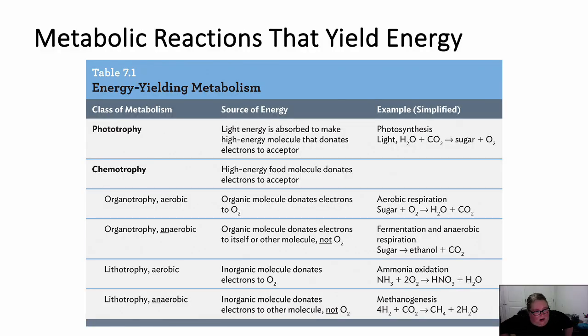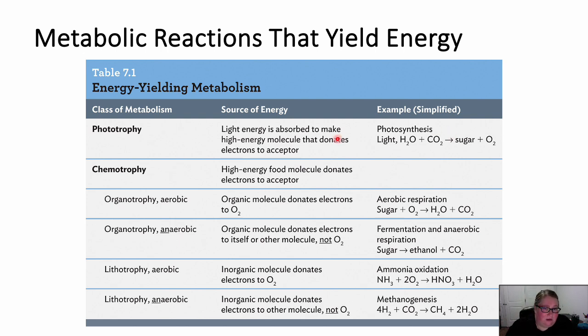Okay, so we have another little table. These are different metabolic reactions that yield energy. We've talked a lot in biology about photosynthesis, so phototrophy, where we take light energy and use it to make high energy molecules that donate electrons to acceptors. One of the things I want you to start thinking about when we talk about metabolism and things like high energy electrons is that this is just another way to say this is what's going to provide energy to do other reactions. So high energy electrons are the energy to do other reactions.